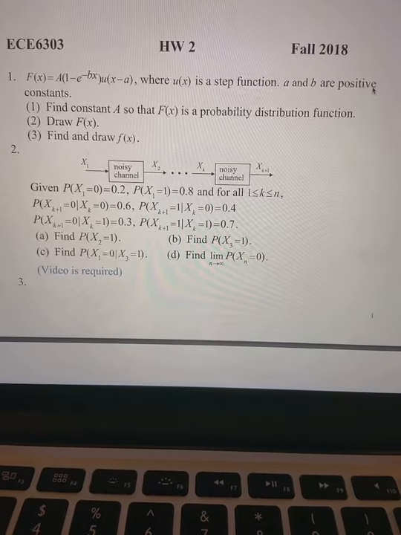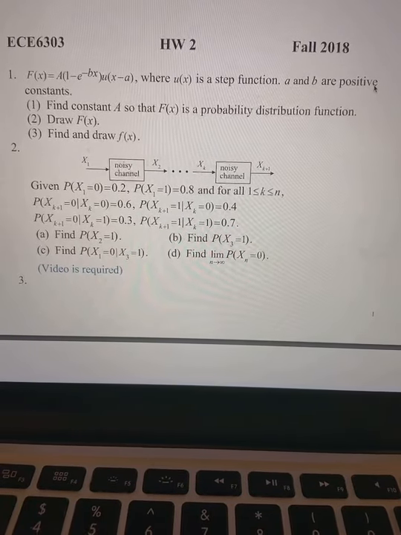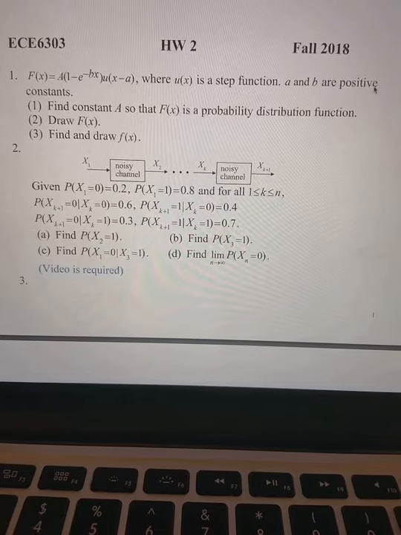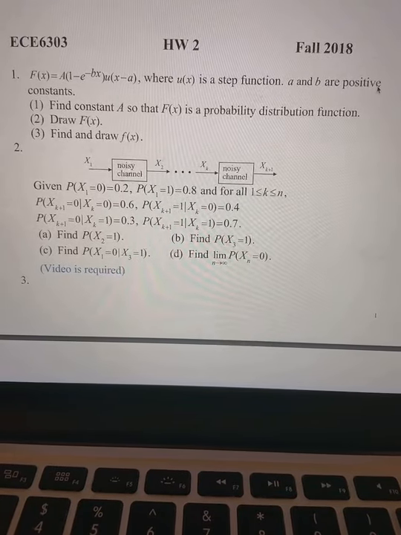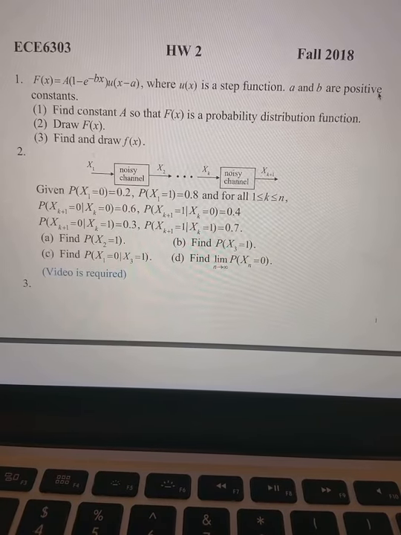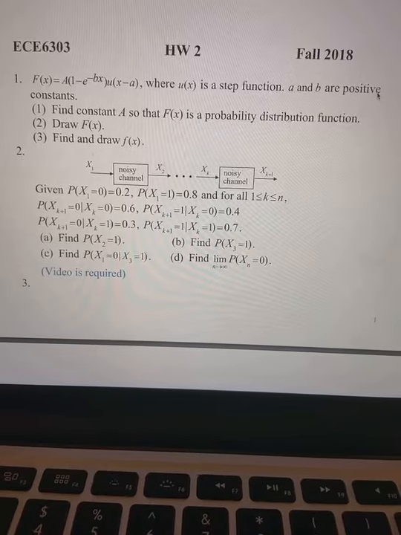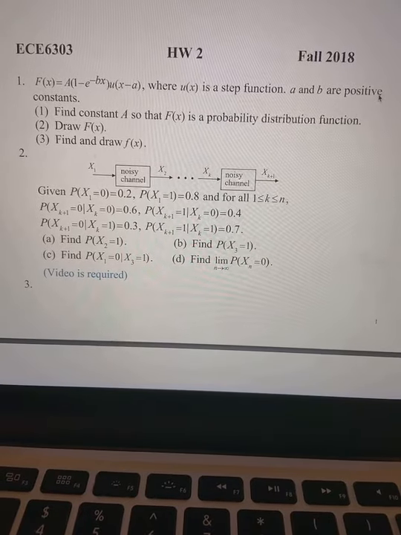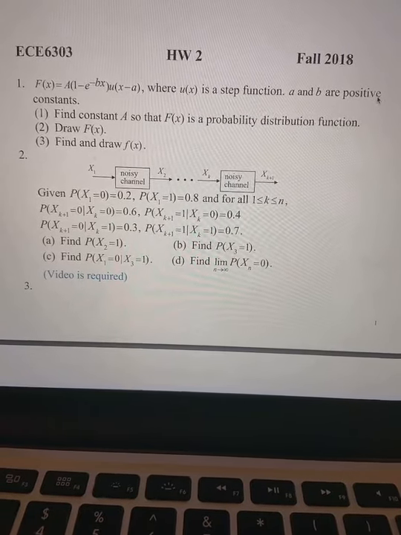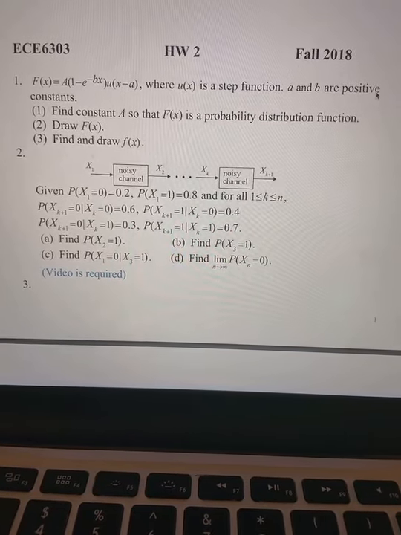And when xk equals 1, the probability of xk plus 1 equals 0 is 0.3, and the probability of xk plus 1 equals 1 under the condition of xk equals 1 is 0.7. And we have 4 small questions to answer.